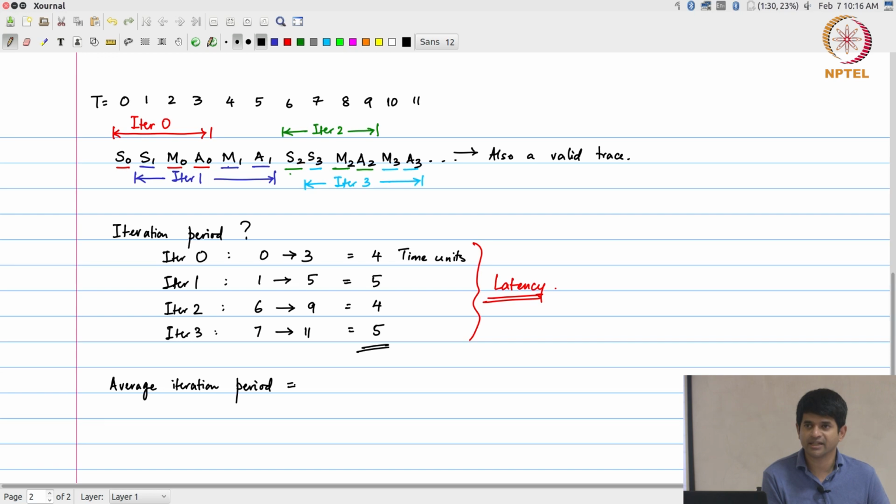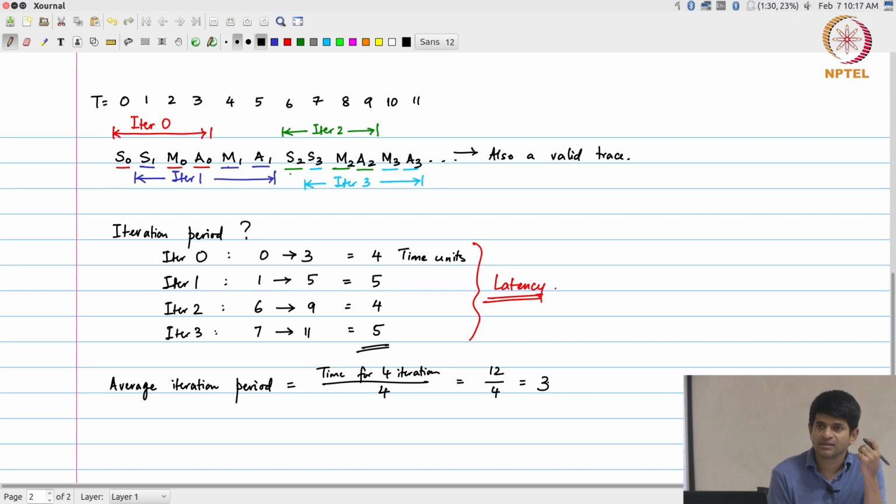Time required for finishing n iterations divided by n. Okay. So in this case, let us take time for 4 iterations divided by 4 is equal to how much? I am able to finish 4 iterations starting from time 0 and finishing at time 11, therefore 12 time units. Okay. So 12 time units divided by 4 and this comes out to be 3. Okay.